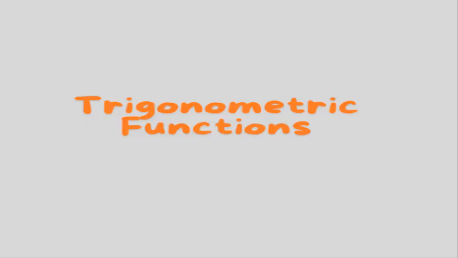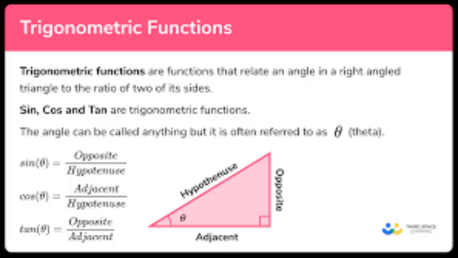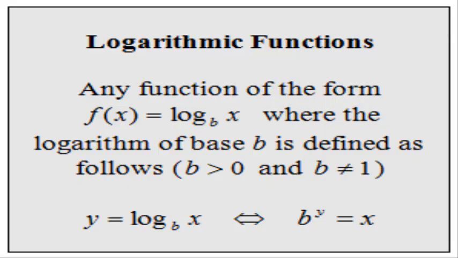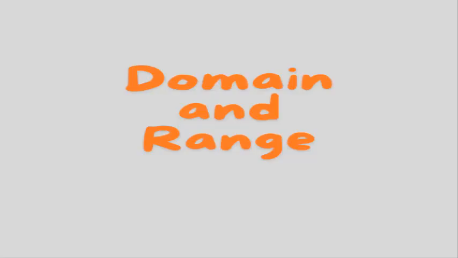4. Trigonometric functions. Trigonometric functions, such as sine, cosine, and tangent, describe the relationships between the angles and sides of a right triangle. 5. Logarithmic functions. Logarithmic functions are the inverse of exponential functions and have the form f(x) = log_b(x), where b is the base of the logarithm.